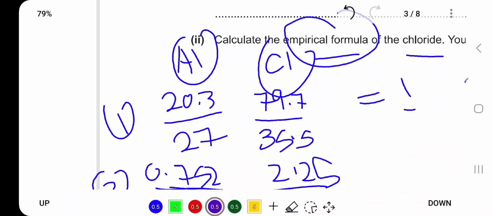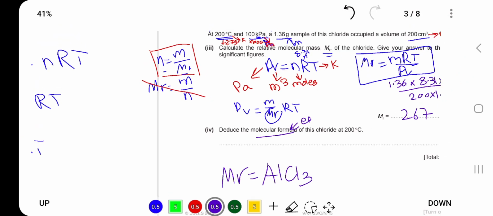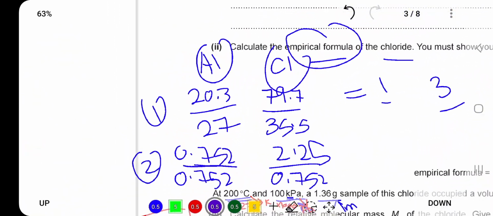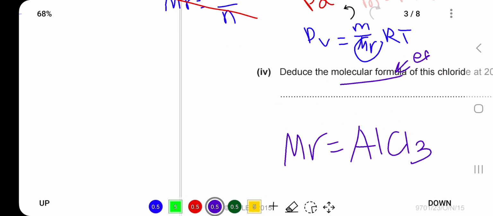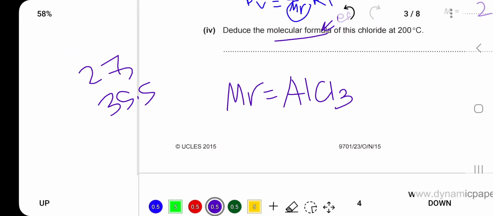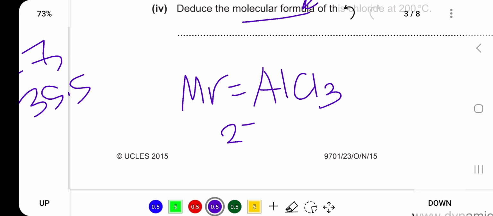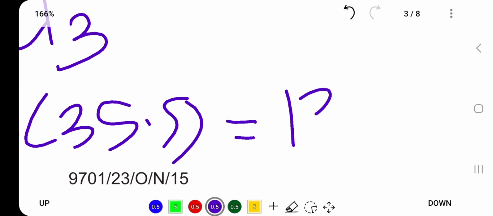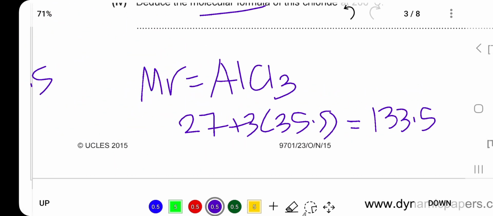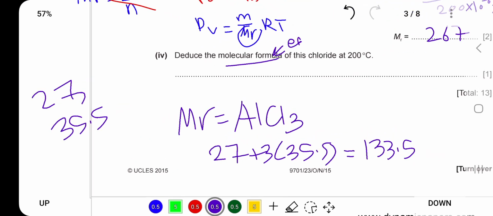Okay, so Al is 27 and Cl is 35.5. You're taking it from the periodic table, by the way. Al 27 plus 3 times Cl, which is 35.5. We need to calculate the weight in total, which is 133.5. So here you found the MR of the empirical formula, which is the simplest formula.